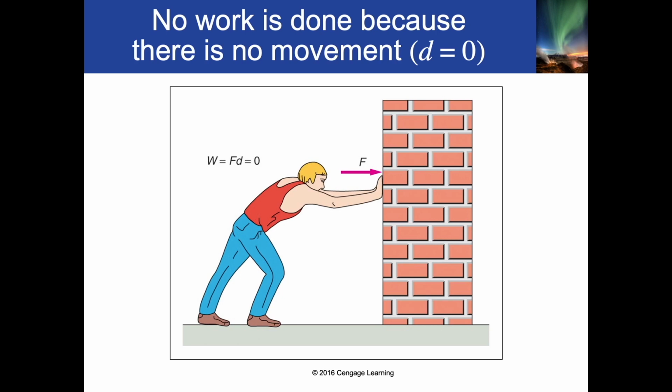Yeah, so no work is done here, right? Because there's no movement. This guy here is pushing against this brick wall, and he's pushing as hard as he can, but it's not moving, right? So when you have the equation here, work equals FD, he can put as much force as he wants in the F. But if the distance is still zero, whatever F is times zero will always be zero. Sorry, the work is zero, okay? So in this case, D equals zero, so there's no movement, there's no work done.